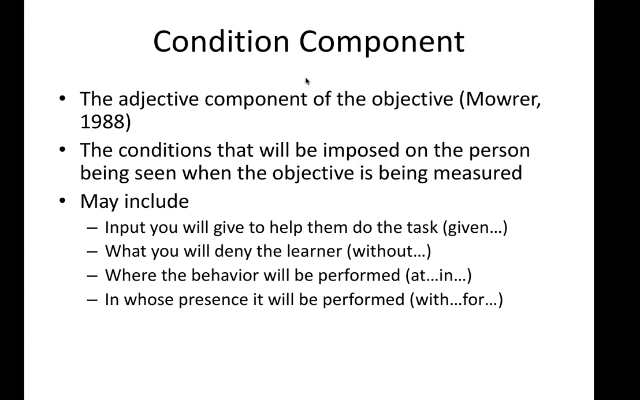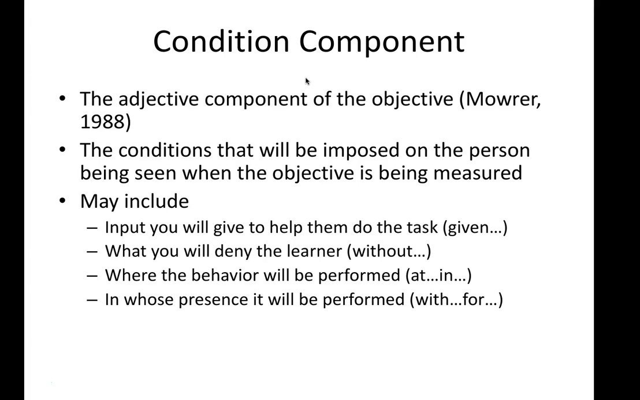It might be where the behavior will be performed. At school, at family gatherings, at lunchtime, right? So that idea of where the behavior will be performed. And then it might also include in whose presence it will be performed. So with other peers, with family, with unknown communication partners.